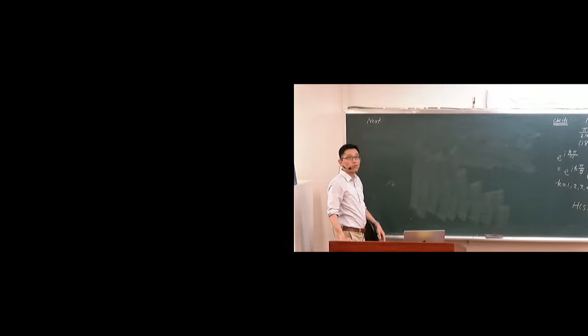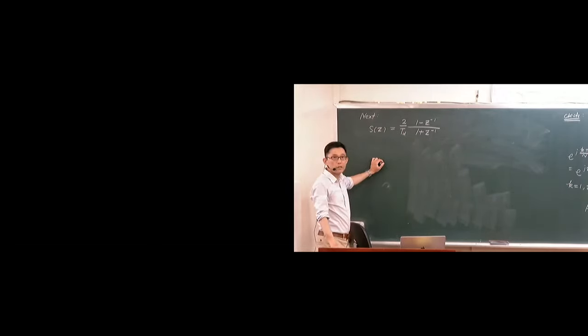We are going to study how to go from S to Z, or from Z to S. I'm going to suggest a transformation of S as a function of Z. Let's define S as a function of Z. Basically, it has this expression of 1 minus Z inverse divided by 1 plus Z inverse, with a scaling factor. And this is the definition of the bilinear transformation.